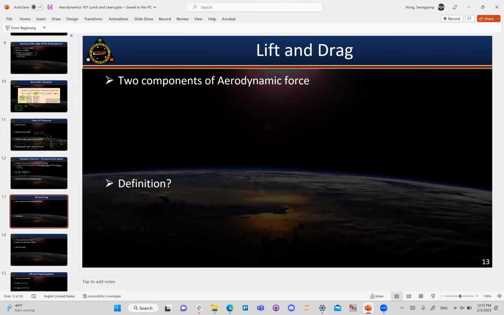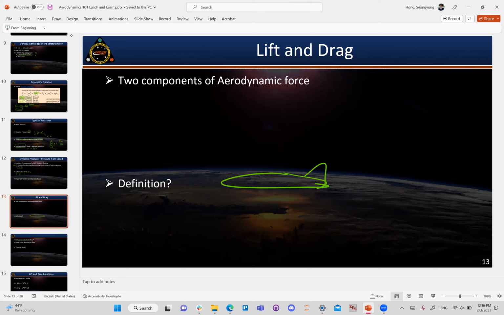Lift is the upward force on the aircraft. Upward force, okay. And then drag is the force opposing the motion of the aircraft. So if it's a rocket, it should go down; if it's a plane or whatever, it should go backwards. Yeah, I think that is a good way to think about it.